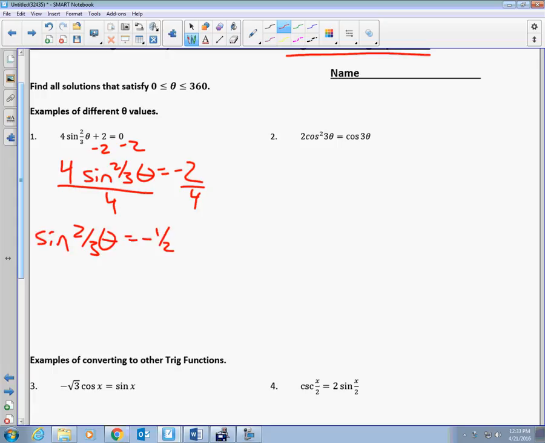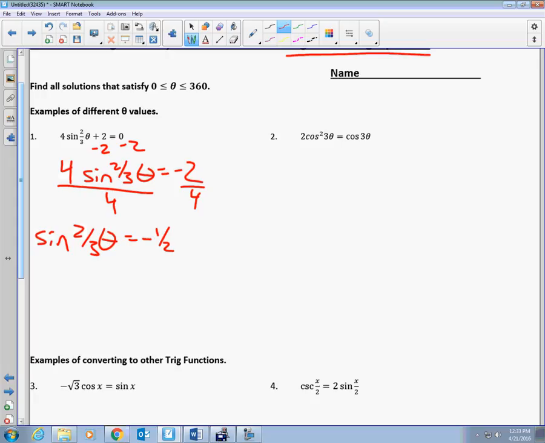What do you think is the mistake that people might make right now? What do you think they might be tempted to do? Multiply by 3/2. And you can't do that. Before you deal with the 2/3, you have to get rid of sine. How do you get rid of sine? Sine inverse. So we will use sine inverse to get rid of sine.